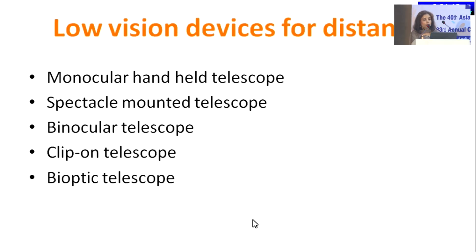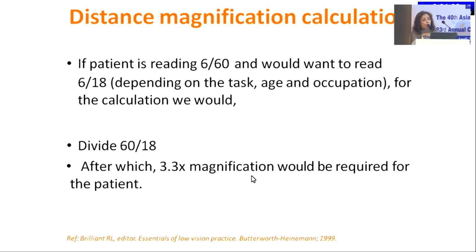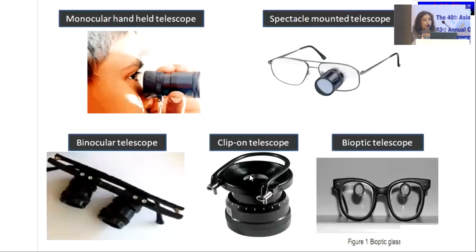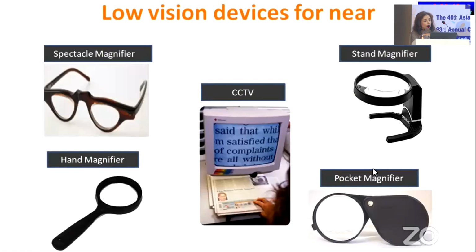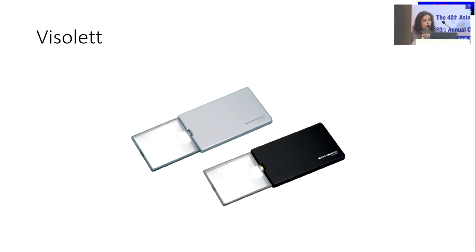Now coming to the devices as such, already these have been talked about, so I'll skip them. One thing is important, that we have to do a calculation of the magnification: how much is the patient's distance vision and what is his working distance, and that will help us decide what will be the power that we want to give in the LVA. These are the various LVAs for distant vision and for near vision. Some of these have been talked about, of course.